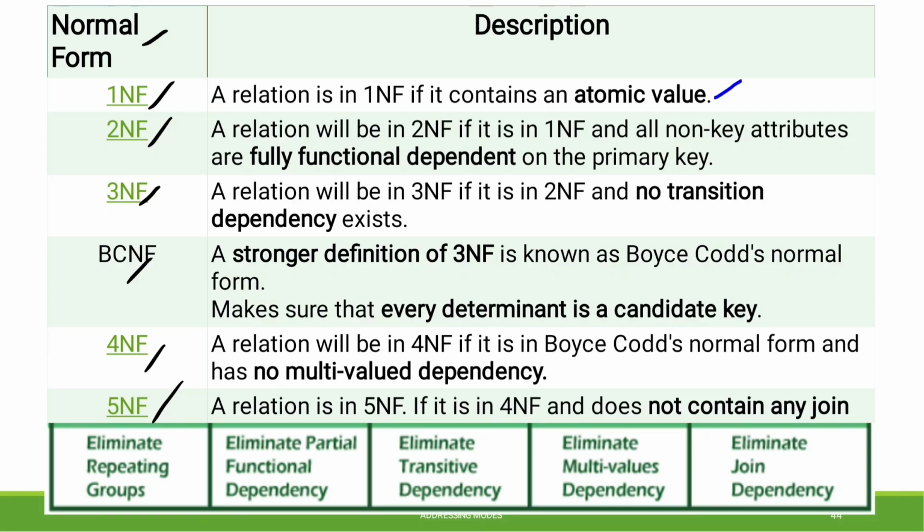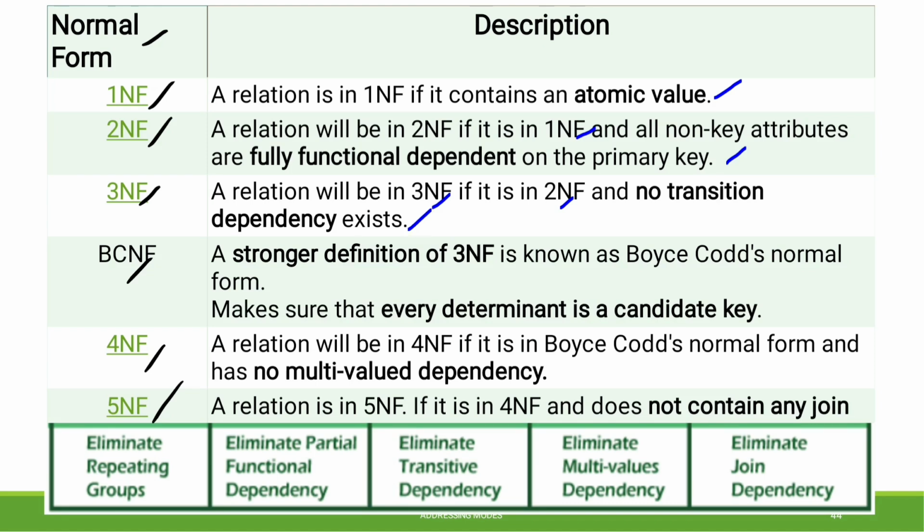The definitions of each normalization form are: a relation is said to be in 1NF if it contains atomic values. A relation will be in 2NF if it is in 1NF and all non-key attributes are fully functionally dependent on the primary key, meaning there is no partial dependency. A relation will be in 3NF if it is in 2NF and no transitive dependency exists.